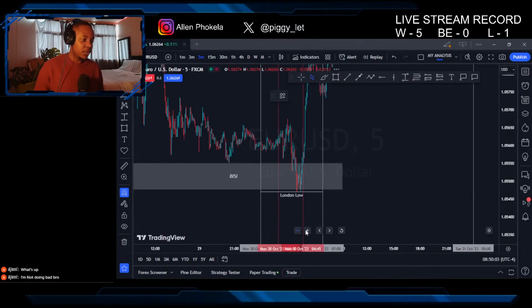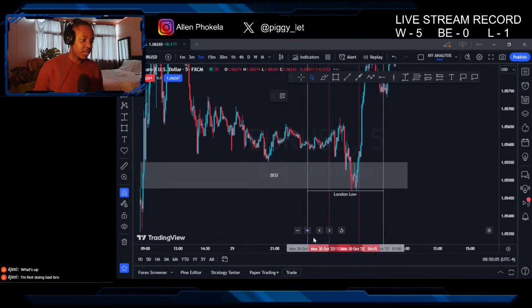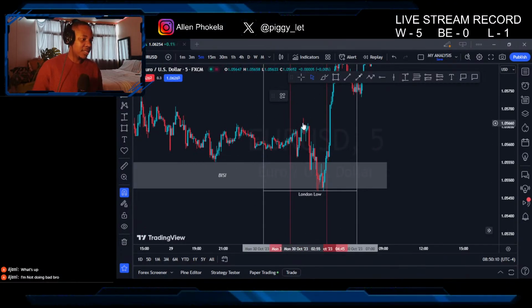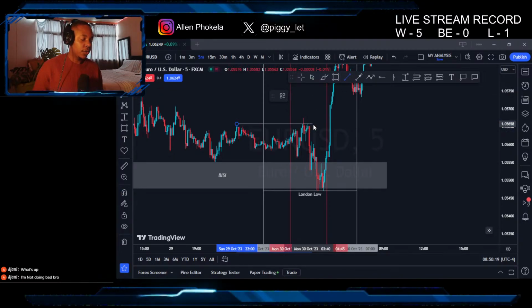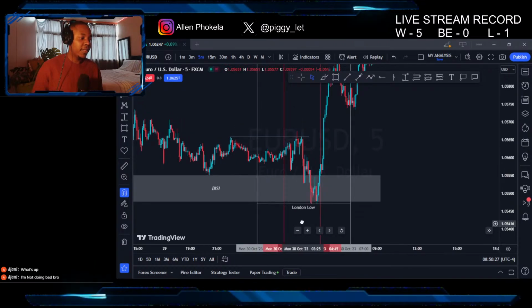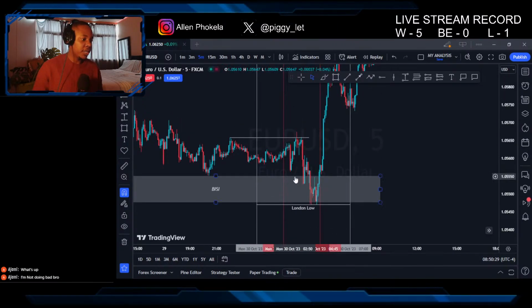This was yesterday's price. So as you can see, during the kill zone, we first took this buy side here. We first took that buy side and then we turtle souped into that 15-minute BC, creating a London low. That's where you actually look for a trade.